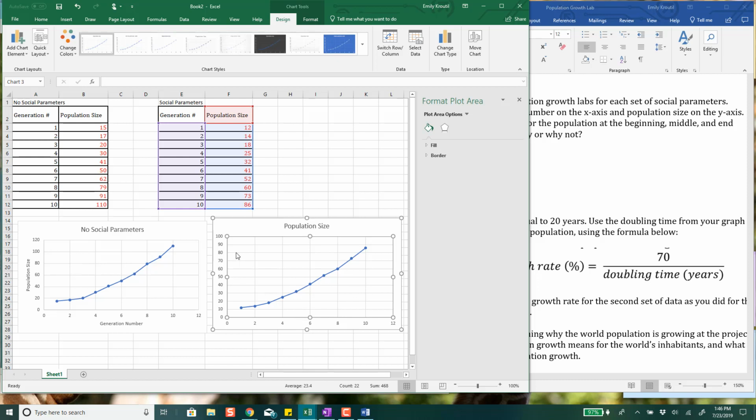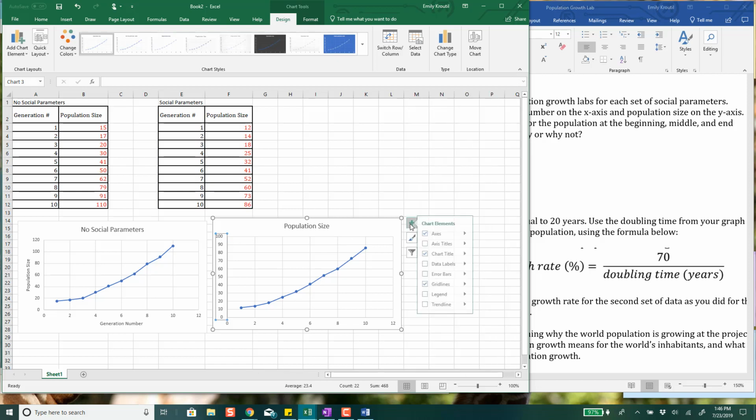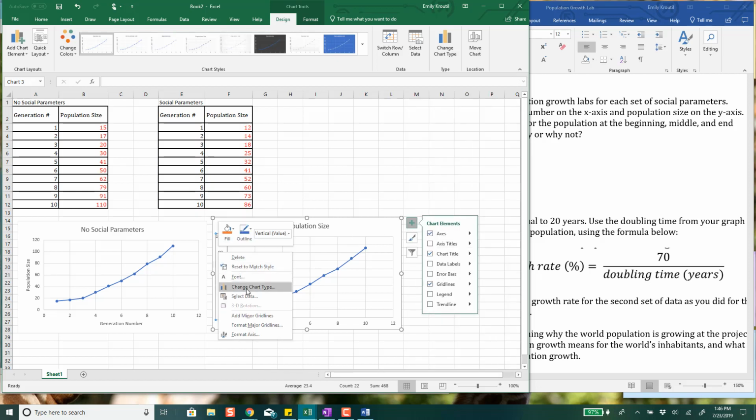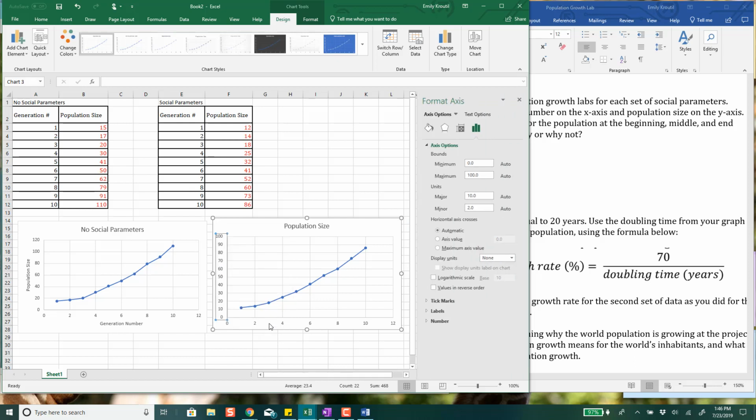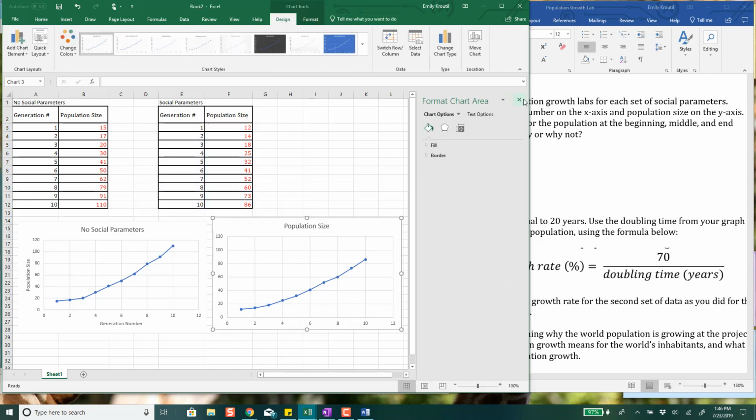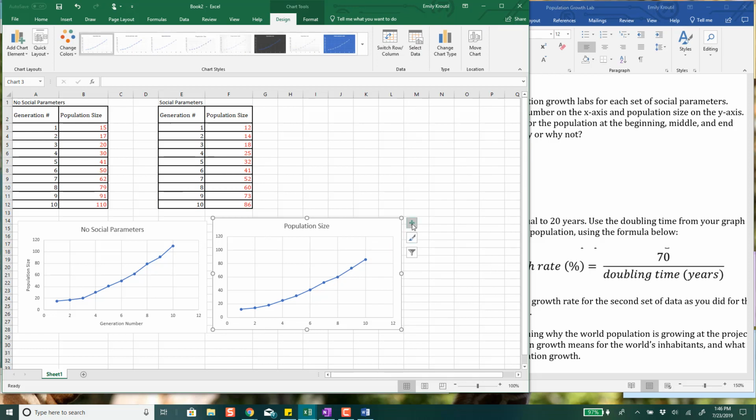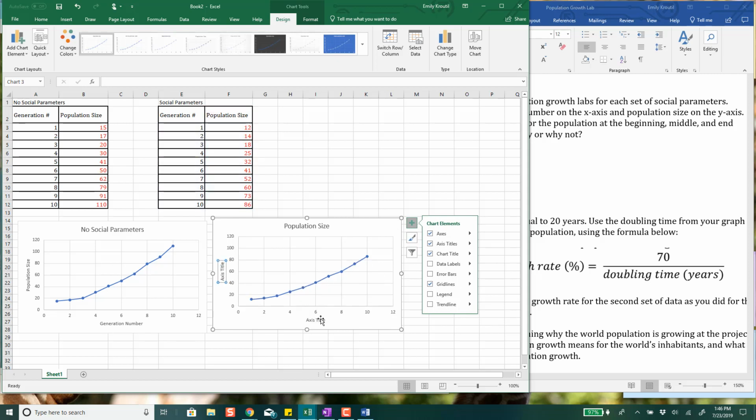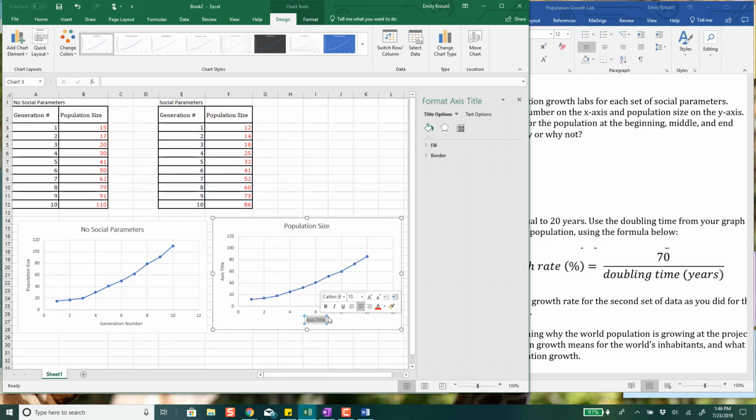So let's see if I can get this to go up to 120. That way it looks the same as the other one. I just want them both to look the same, because if they both go up to 120, then it's easier to compare the two. And I want to add the axes titles again. So this one is going to be generation number. This one's going to be population size.